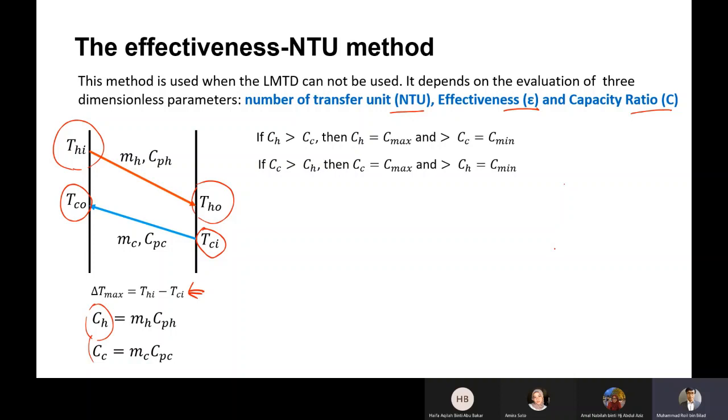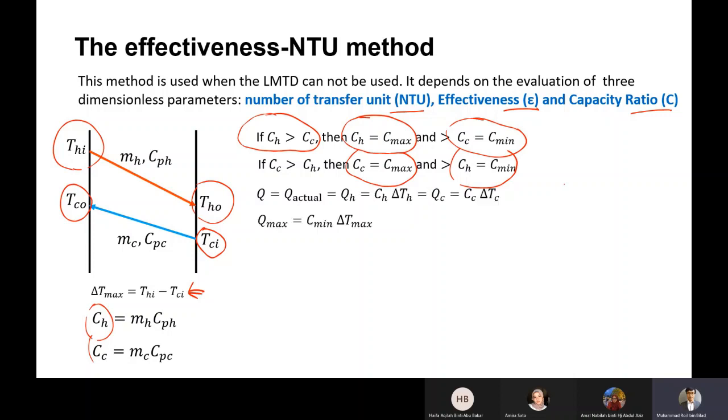And there is a condition here. If C_H is higher than C_C, then we assign C_H as C max and C_C as C min. So conversely, if C_C is higher than C_H, then it is C_C that is C max, and C_H is C min. So that it will make sense later on.